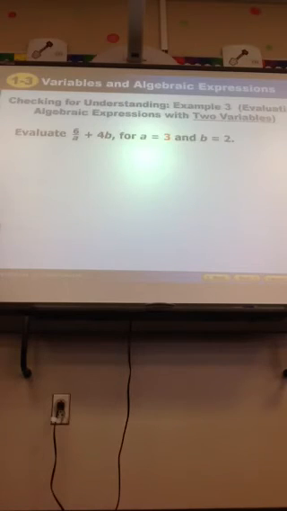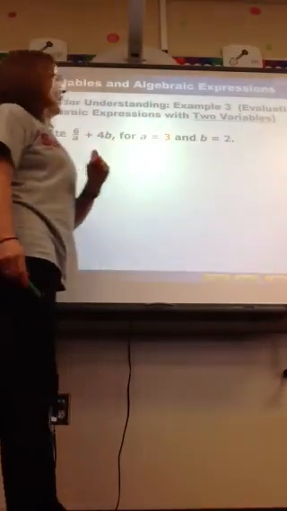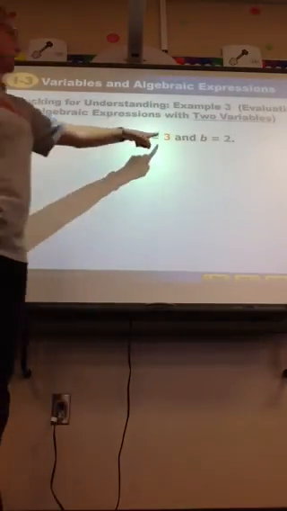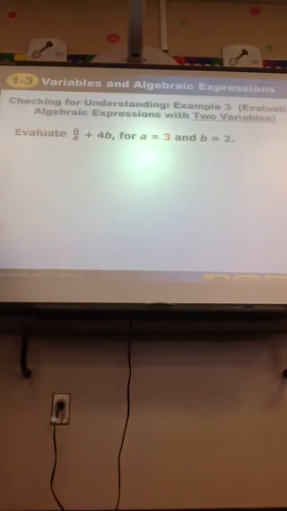Okay, last one, checking for understanding again. This time we've got 6 over a, which means 6 divided by a, plus 4b. So we have 2 variables this time. No different though, just plug in 3 for a and plug in 2 for b. Go ahead and do that one and turn off your video right now, and then you can turn it back on and check.